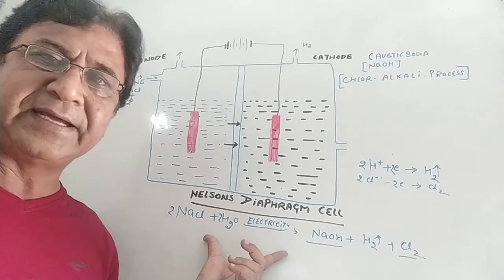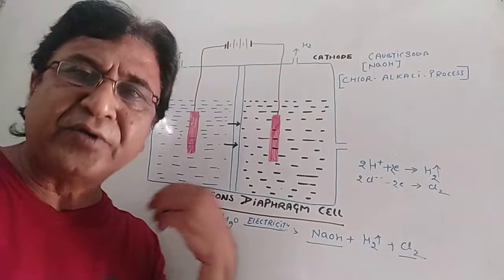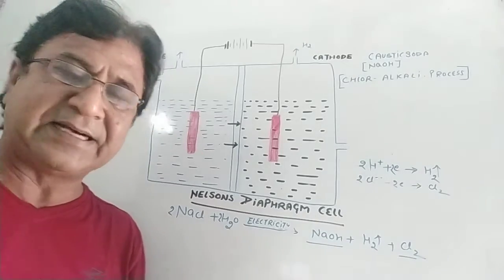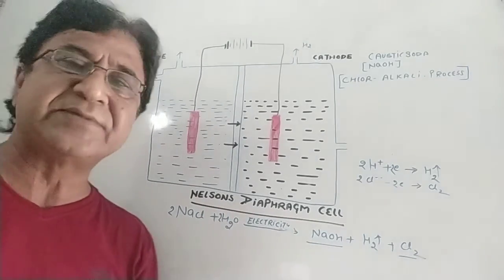Remember, you have to make the diagram before giving the explanation of making caustic soda. That is Nelson's diaphragm cell.